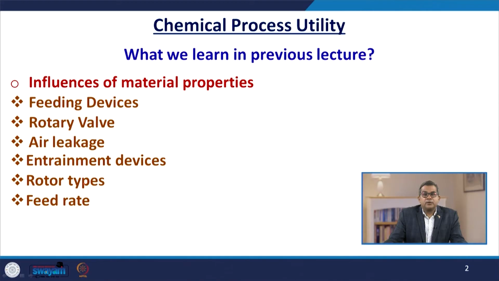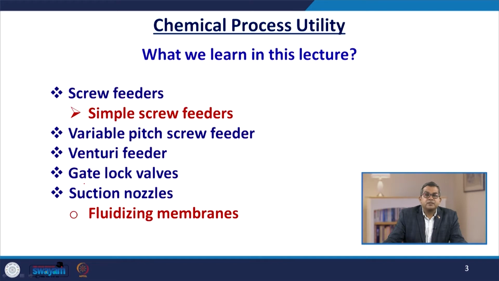You see that in the previous lecture we discussed the influences of material properties on the conveying system, air conveying system. We discussed the various feeding devices, inclusive of rotary valves. We had a discussion about the air leakage. We discussed the entrainment devices, different rotor types and feed rates.